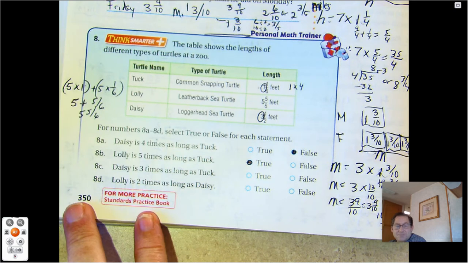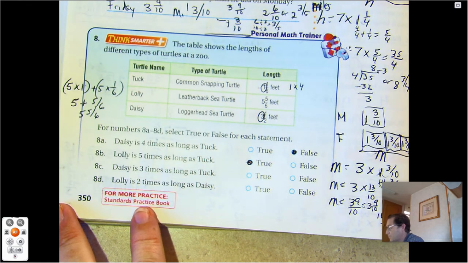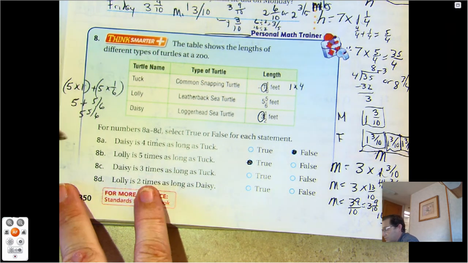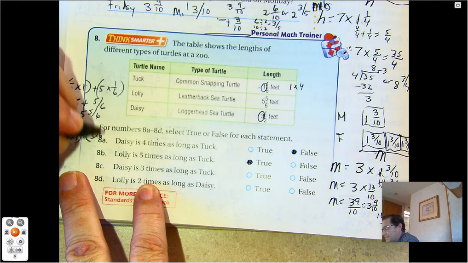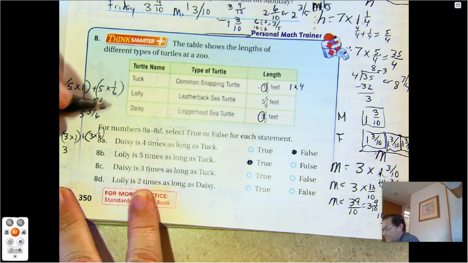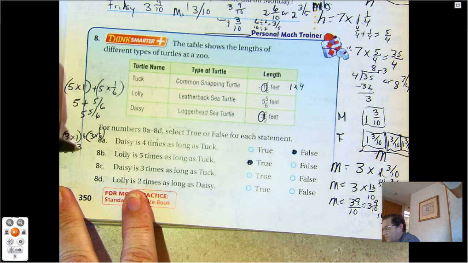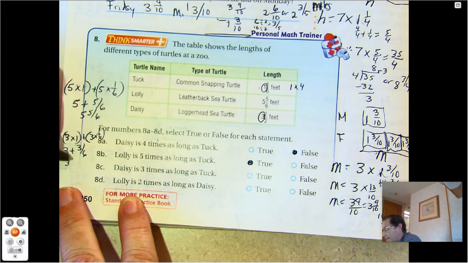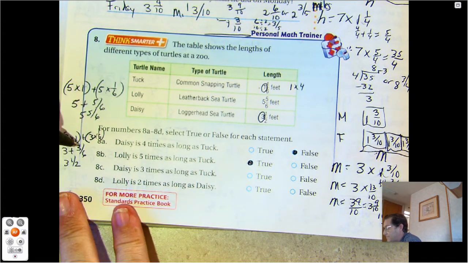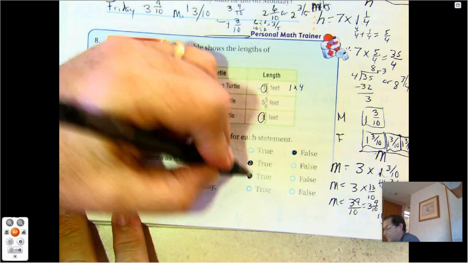Daisy is 3 times as long as Tuck. Let's do that. 3 times 1 plus 3 times 1/6. 3 times 1 is 3. 3 times 1/6 is 3/6. What's half of 6? 3. So 3 1/2. So that one's also true.